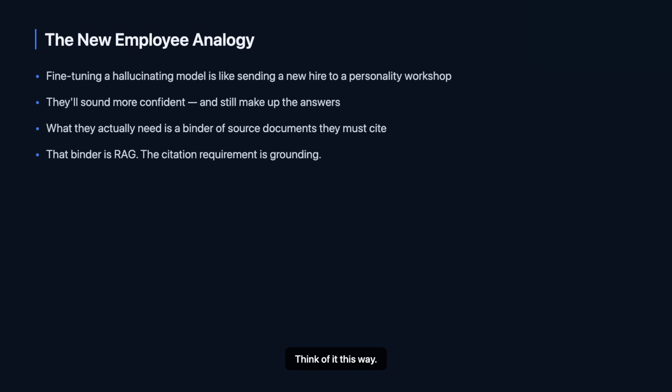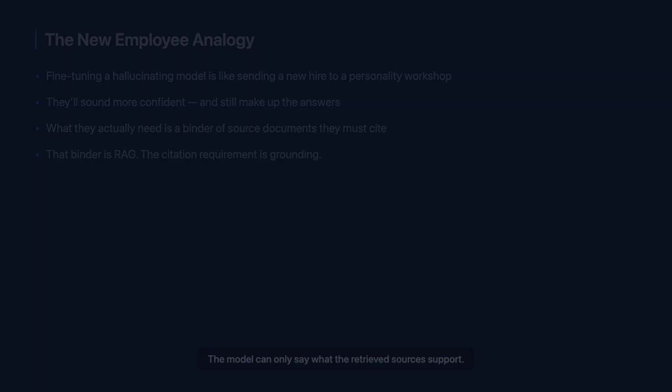Think of it this way: you hire a new employee, and they keep making up answers in client meetings. Do you send them to a personality workshop? No. That just makes the made-up answers sound more polished. What they need is a binder of source documents and a rule that every claim has to cite the binder. That binder is RAG, Retrieval Augmented Generation. The citation requirement is what we call grounding. The model can only say what the retrieved sources support.